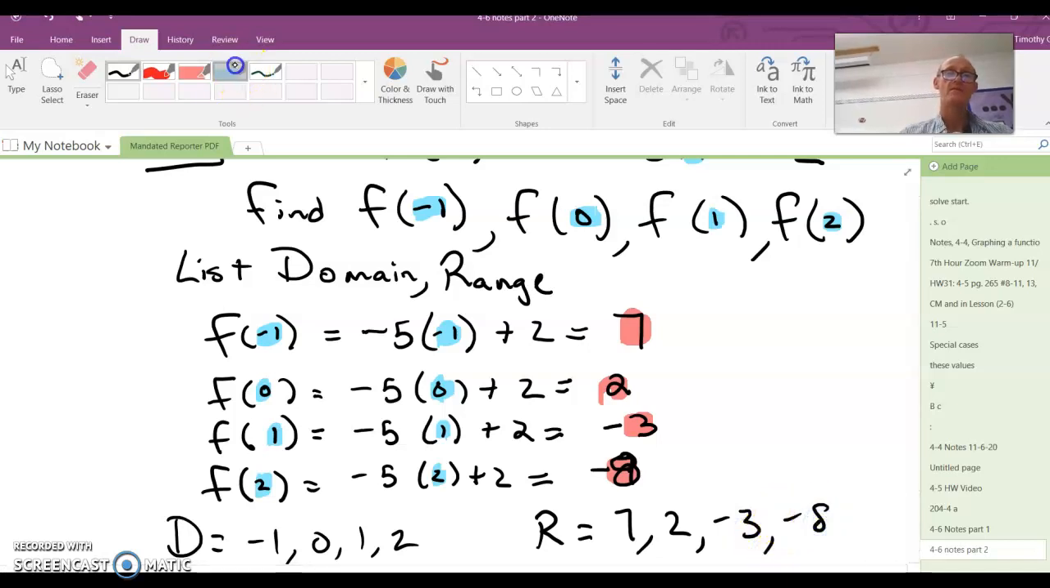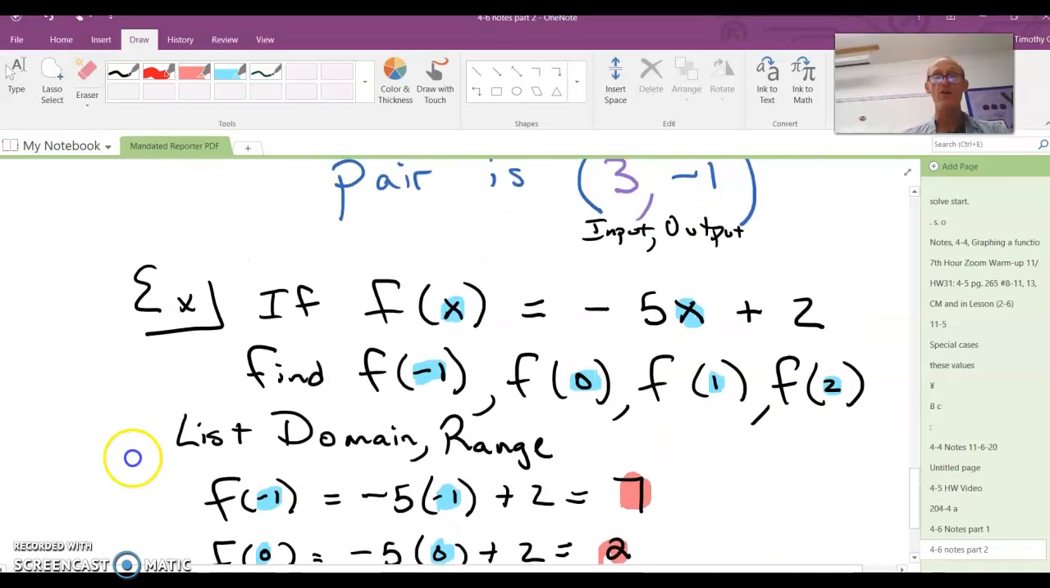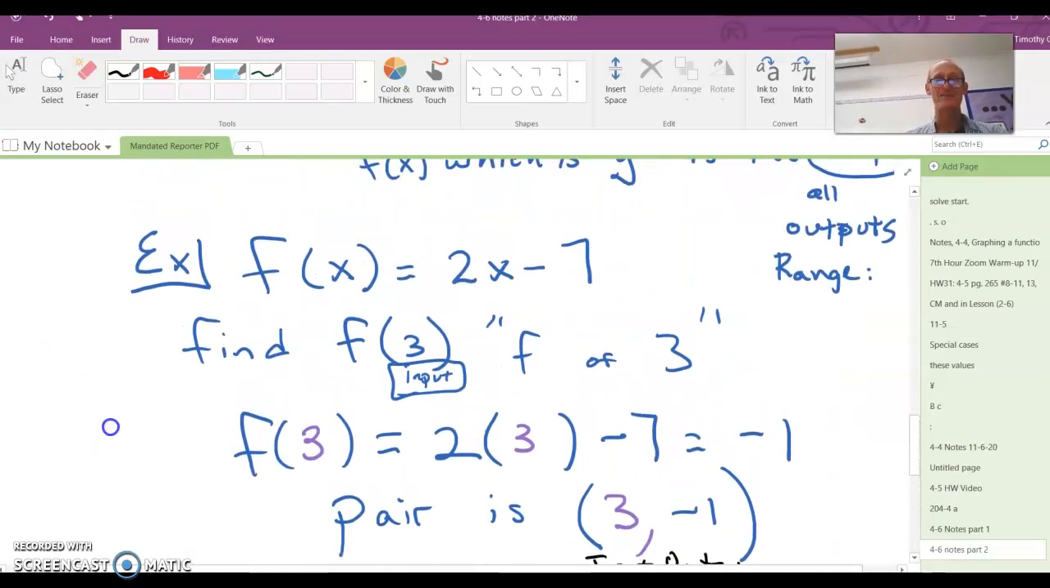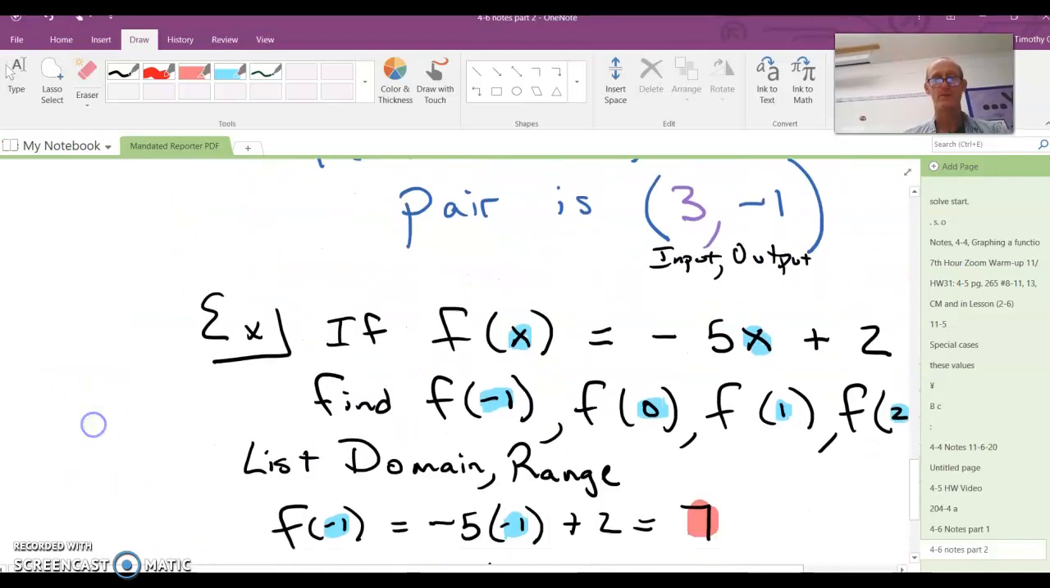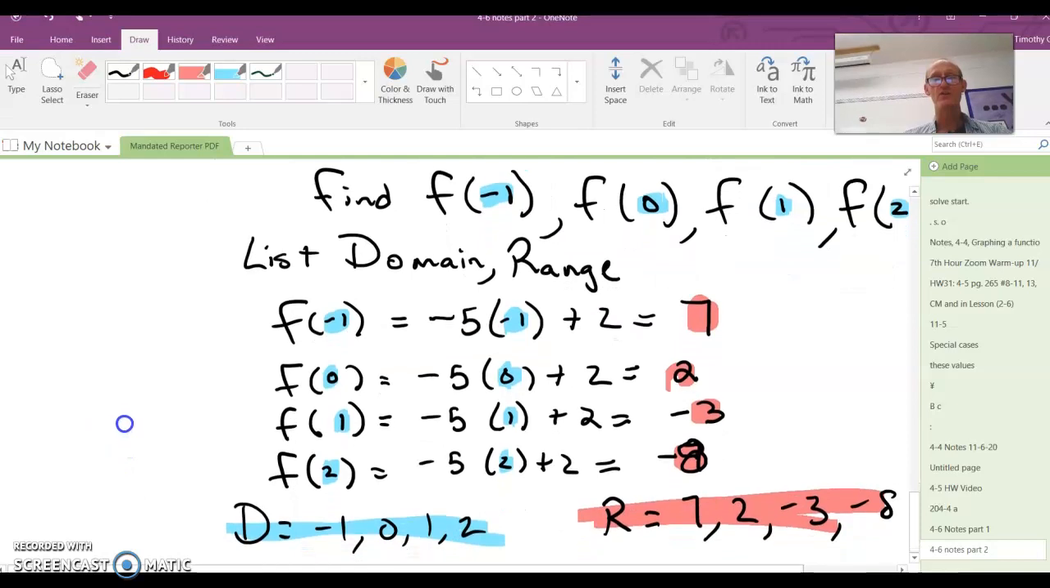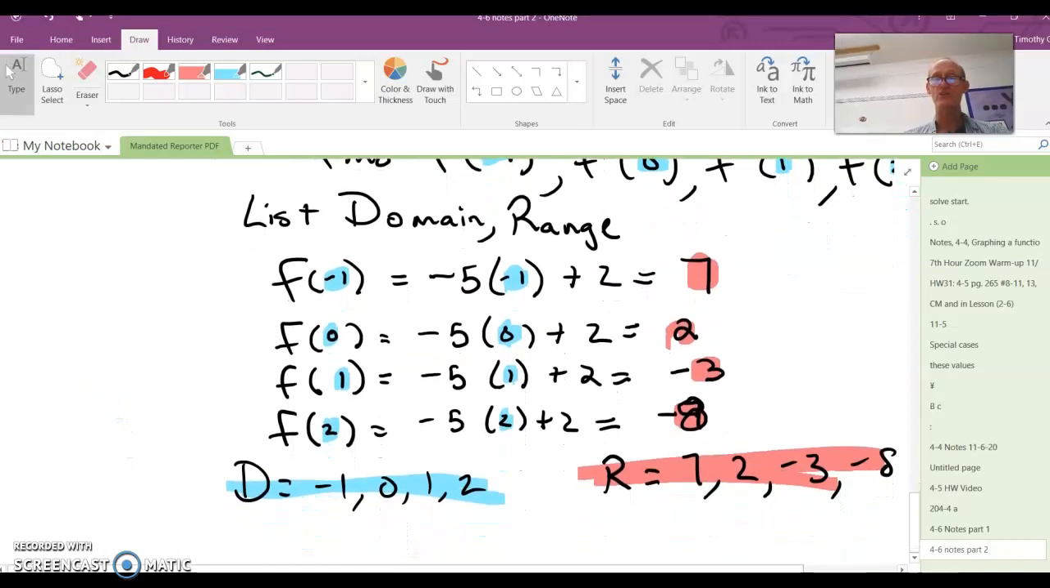So domain, range, and that's it. That's how you do it. F of x is the function notation. Substituting the values in, we listed the domain and range based on the inputs and outputs. That's 4-6, part 2.